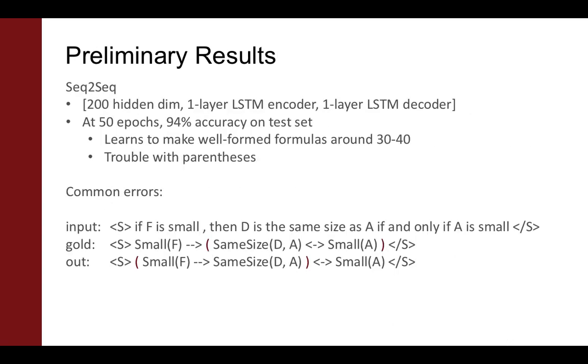For some preliminary results, my sequence-to-sequence model, which was meant to be a baseline, unfortunately ended up performing really well. I trained it for 100 epochs, but by 30 to 40, it was figuring out how to make well-formed formulas, and by 50, it was nearly perfect. Interestingly, though, it seemed to struggle the most with getting the parentheses in the right place. This was something where I thought that the tree encoder and tree decoder may have an advantage.